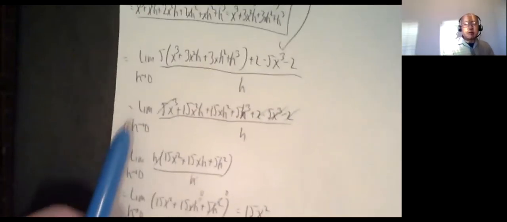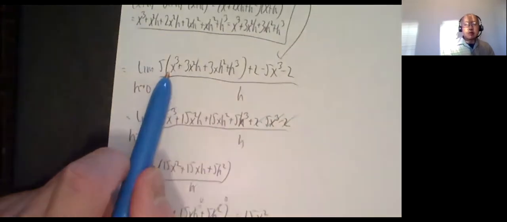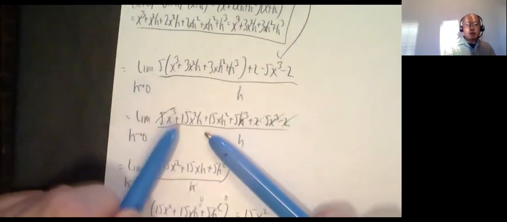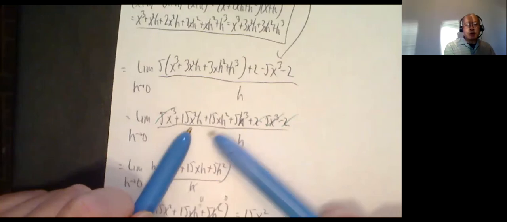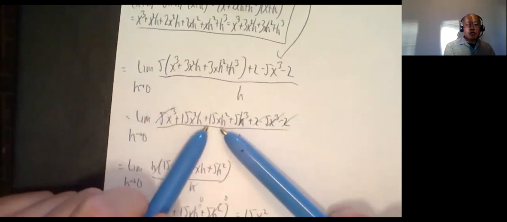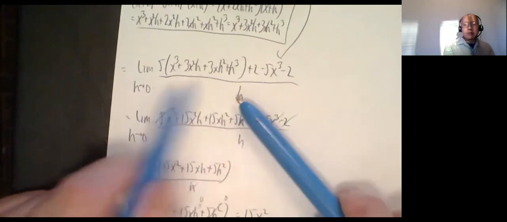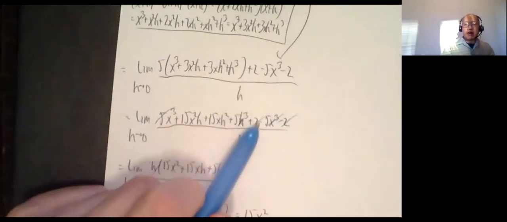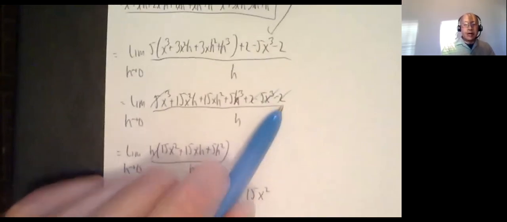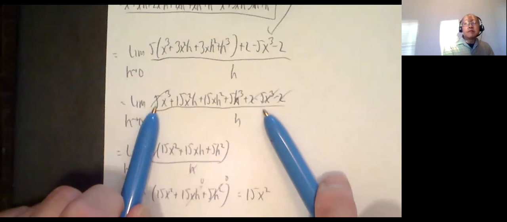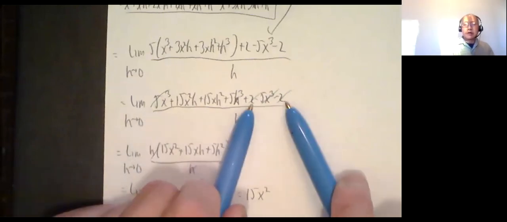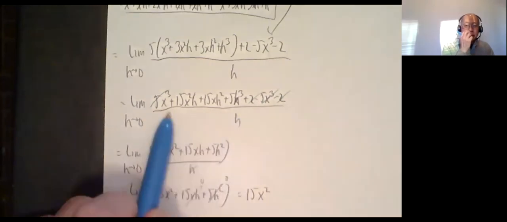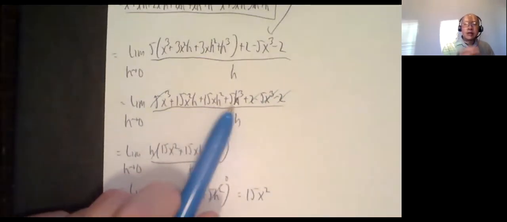So distribute the 5, limit h approaches 0: 5x cubed plus 5 times 3 is 15x squared h plus 5 times 3, 15xh squared plus 5h cubed, copy, plus 2 minus 5x cubed minus 2. Okay, so we're getting there. 5x cubed cancels minus 5x cubed, plus 2 minus 2. So I have that one, and that one.